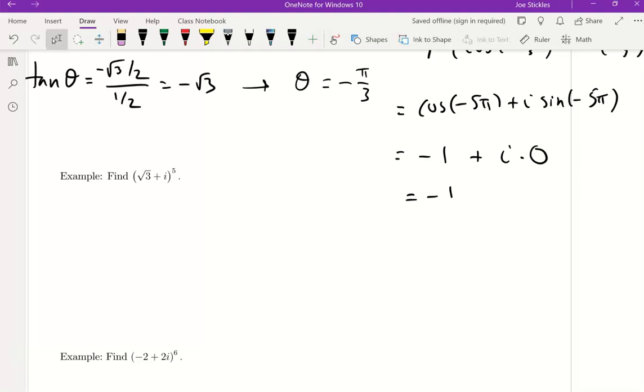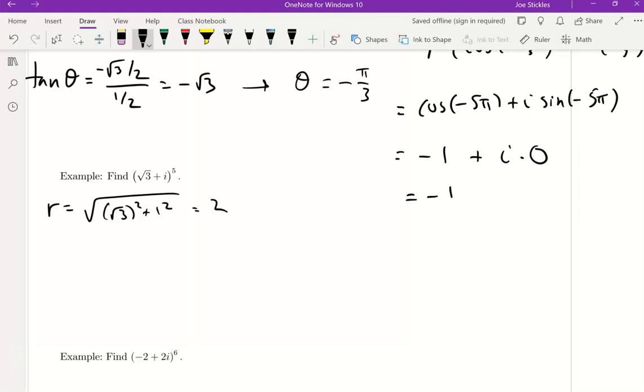What do you do first? Yeah, find the r. How do we find the r? Okay. Good. Root 3 squared is 3. 1 squared is 1. So you get square root of 4, which gives you 2.